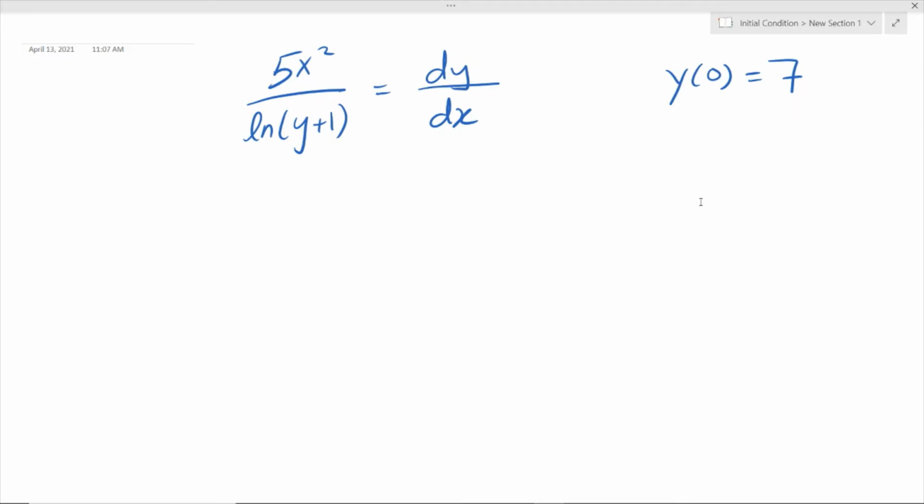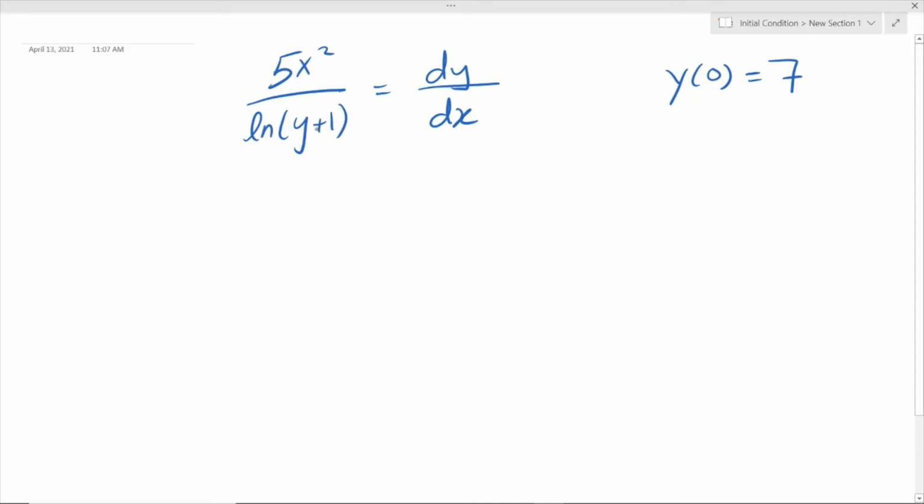Today we are going to learn how to find the solution of this differential equation, and also we have to find the solution given this initial condition. We have to satisfy this initial condition at the same time. So to do this, first we have to solve this differential equation.